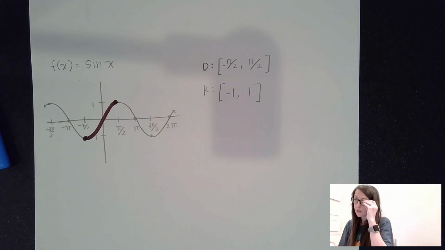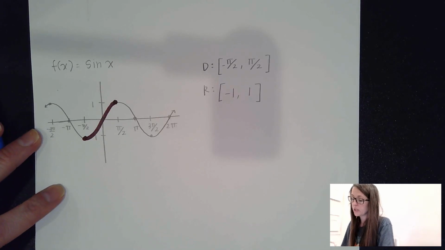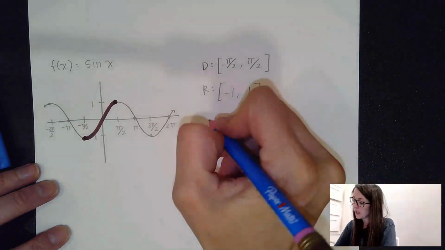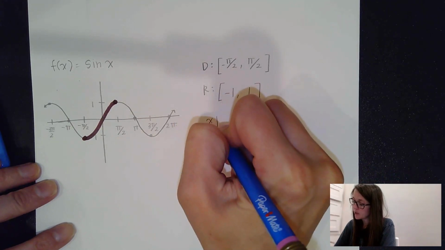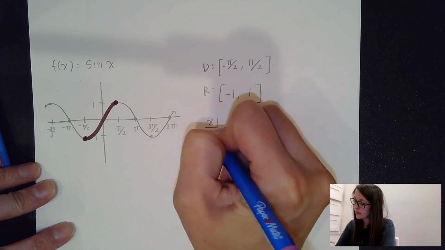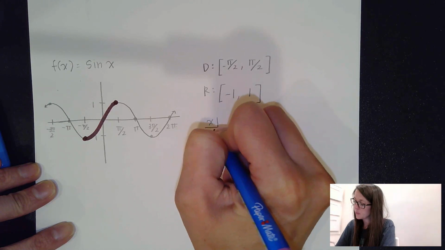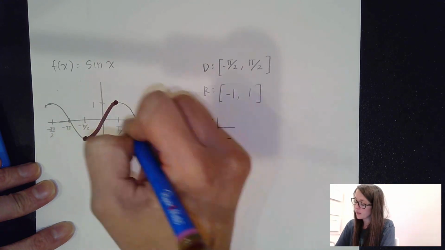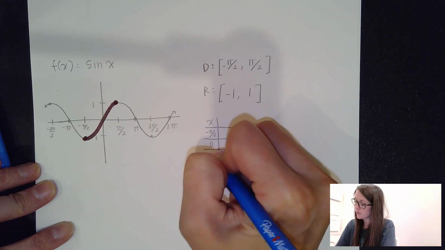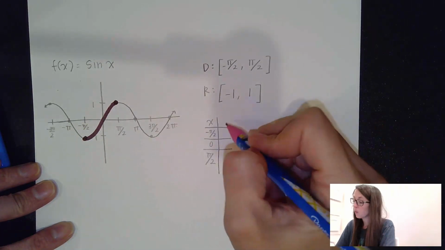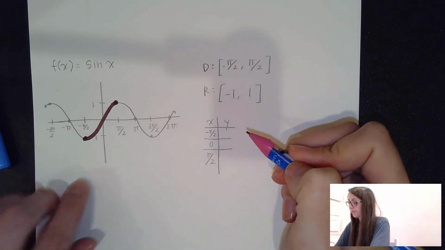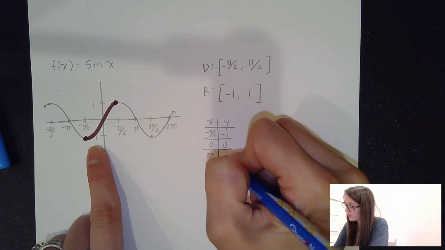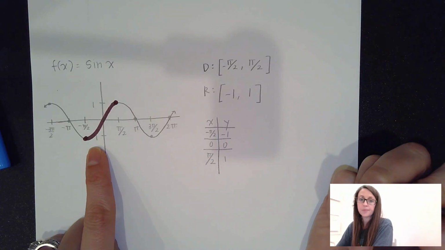Okay, so if I were to take this information and draw my inverse, what does that mean? I am going to restrict my domain. My x values are going to be negative pi over 2, then 0, and then pi over 2. And the y values are going to be negative 1, 0, and back to positive 1. Okay?